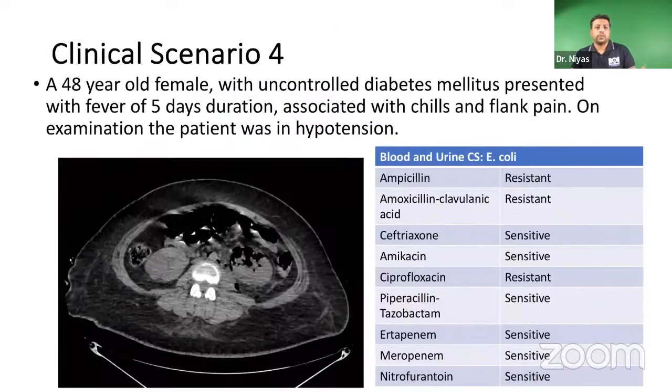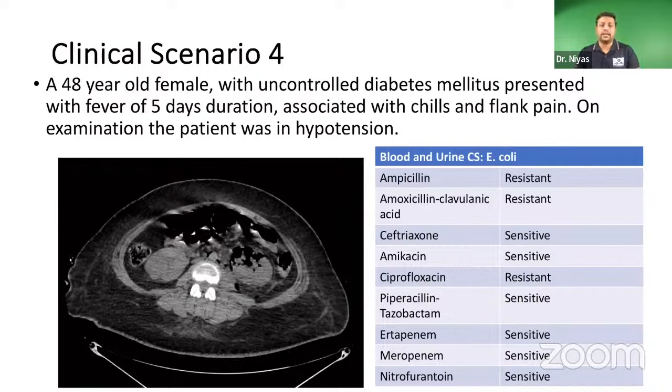Now, this is another question. A 48-year-old female patient with uncontrolled diabetes mellitus presenting with complaints of fever of 5 days duration associated with chills and flank pain. On examination, the patient is in hypotension. So, blood and urine culture.